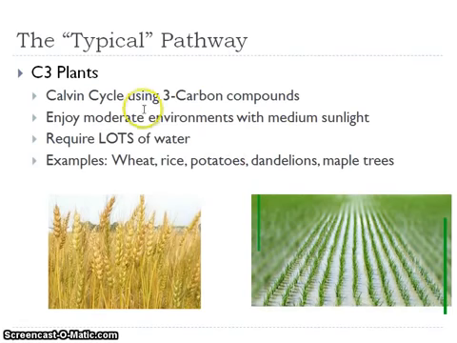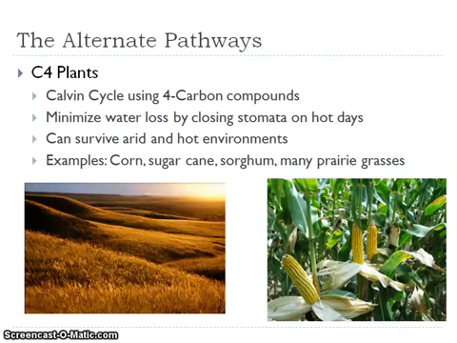C3 plants enjoy moderate environments, and they need only a little bit of sunlight. They do require lots and lots of water, though. Some really common examples, especially in Kansas: wheat. We also need rice, which grows in these fields that are real boggy, and we also have potatoes, dandelions, and most trees that are found around this area.